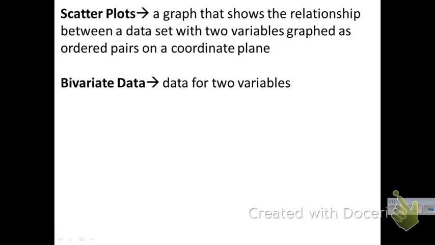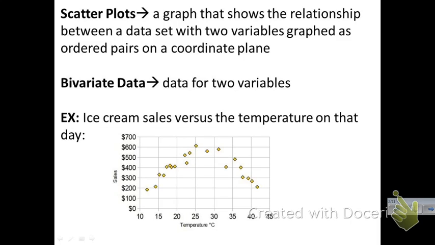Bivariate data is when you have data for two variables. So here's an example. We have ice cream sales versus the temperature on that day. This is an example of what a scatter plot will look like. You will graph each point that's been given to you as an ordered pair, and then we'll look at what's going on with the data.